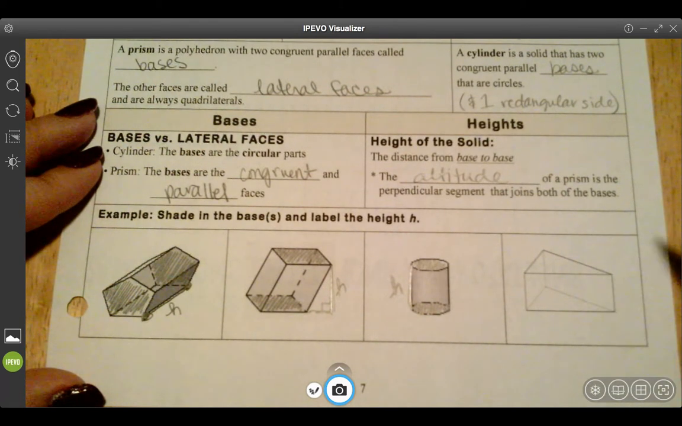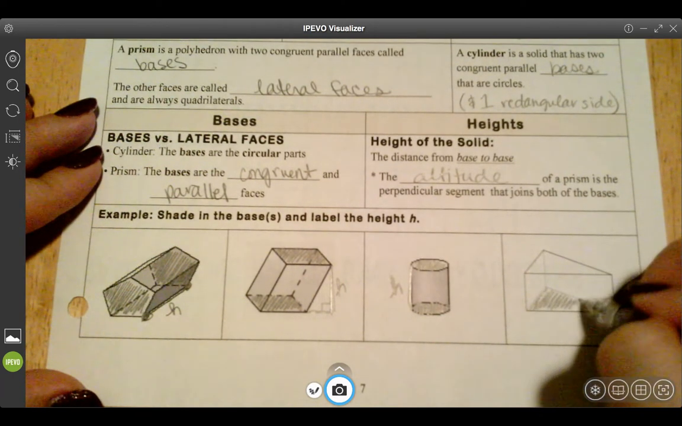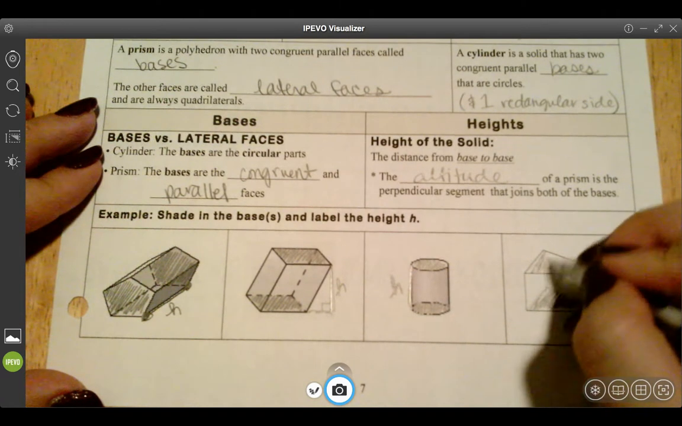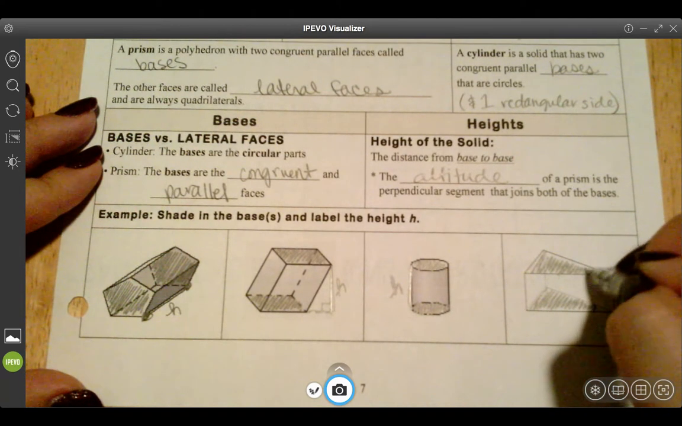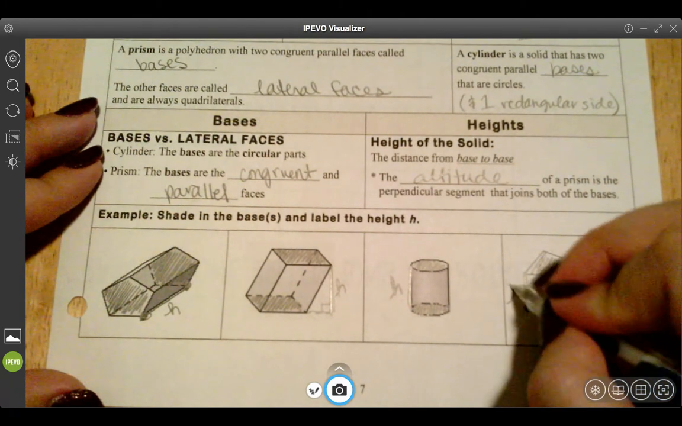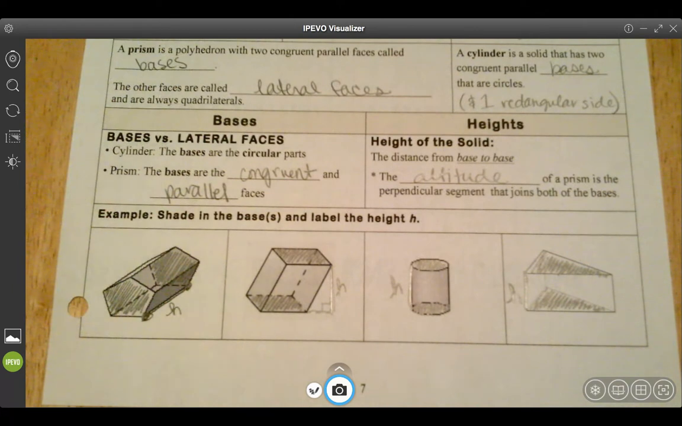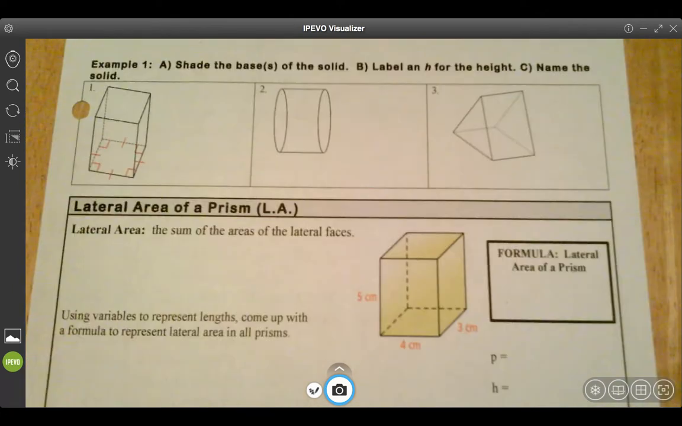And then our last example, looking for the two sides that are not quadrilaterals. We have a triangle here and a triangle here. And the height is the distance between those two sides. And so I can choose any of the segments that connects those two sides. Let's take a look at a few more examples.